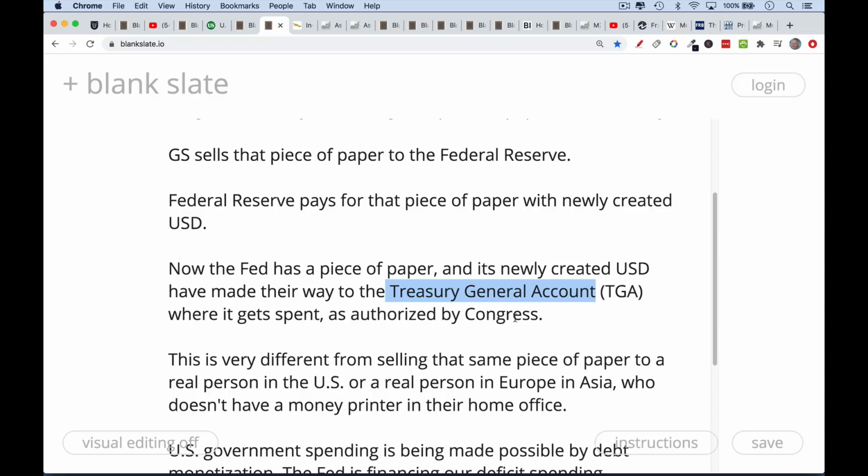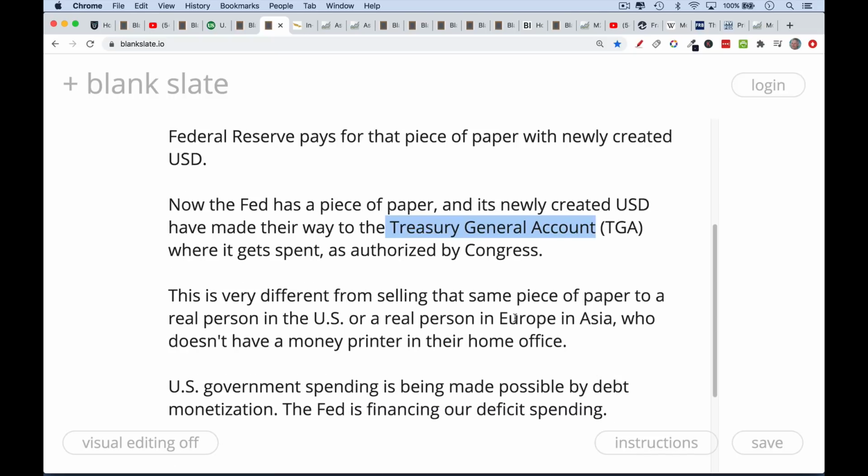and the President. Now, this is very different, we should notice, than selling that same piece of paper to a real person or an institution in the United States, or a real person or institution or corporation in Europe or Asia. Because most people, most corporations, don't have a money printer in their home office or in their corporate office. The Federal Reserve does have a money printer, which is basically a computer, and they can just create more money on the computer.